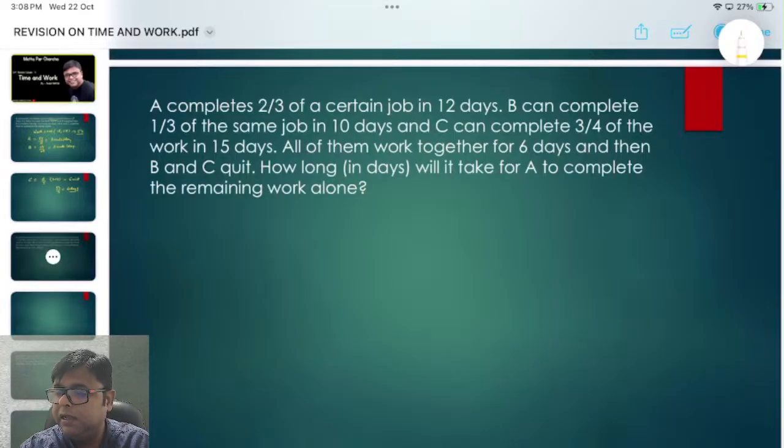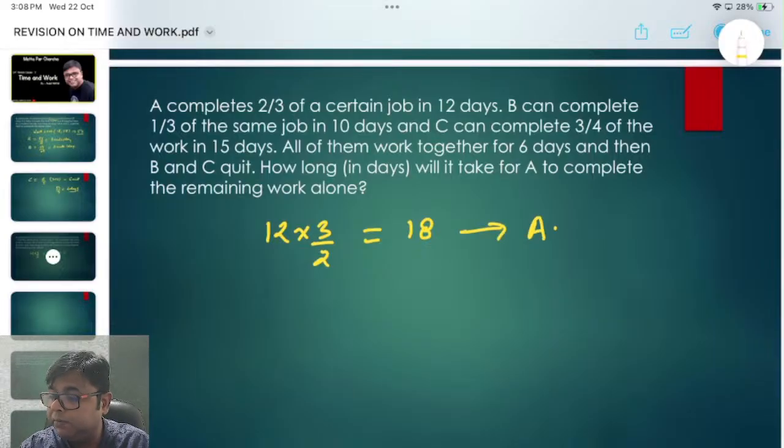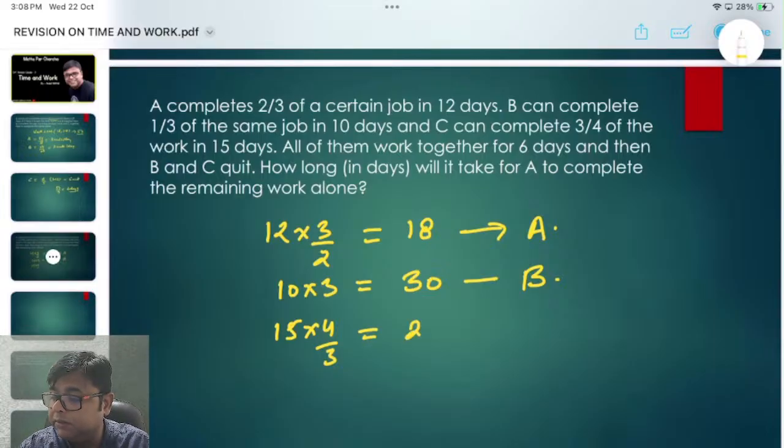If I discuss this, A completes two-thirds of a certain job in 12 days. So two-thirds in 12 days. So the full work will be 12 into 3 by 2. That is 18. So A takes 18 days to complete the job. B can do one-third in 10 days. So complete work will be 10 into 3, 30 days. This is what B takes. And C finishes three-fourths of the work in 15 days. So the full work will be 15 into 4 by 3, which is 20 days.